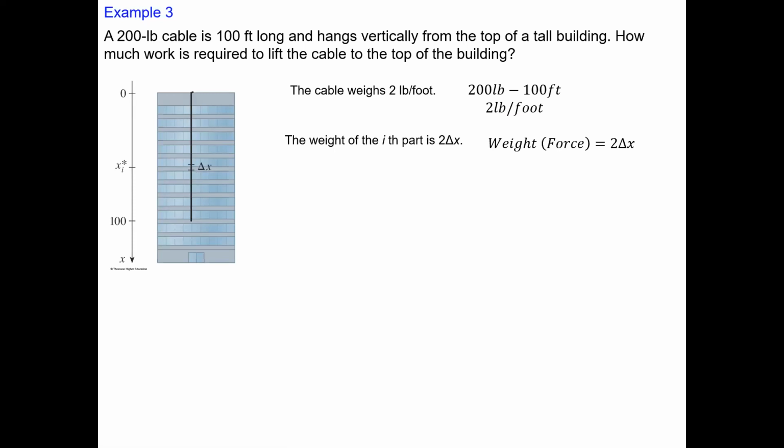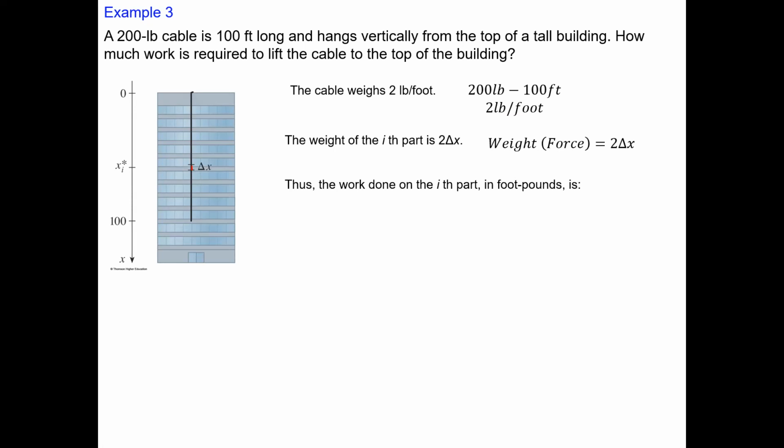Okay, let's say this small part, this delta x, will weigh 2 times this tiny length. The weight of this small part, the i-th part, is 2 times that length, because it's 2 per foot. That means 2 delta x.